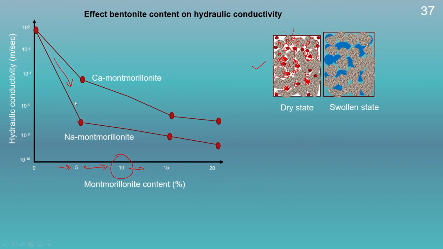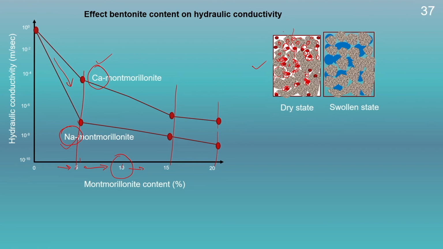So, here we can see two different montmorillonites have been taken. One is a calcium montmorillonite, another is a sodium montmorillonite. Sodium montmorillonite is a very high swelling soil in comparison to calcium montmorillonite. Therefore, for the same fraction or same increase in the montmorillonite content or the expansive soil content, the change in the hydraulic conductivity is quite different.